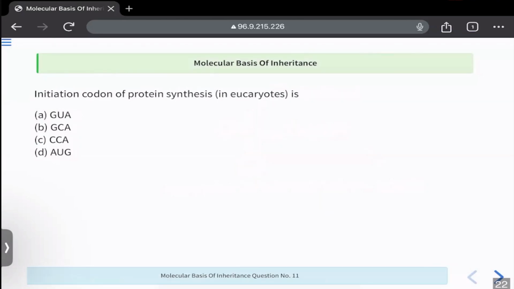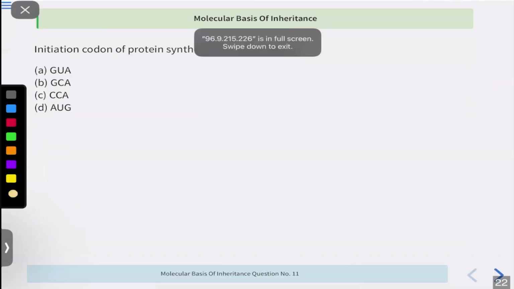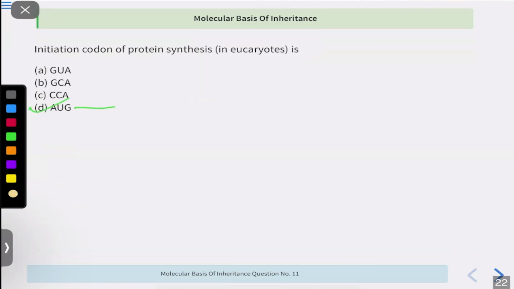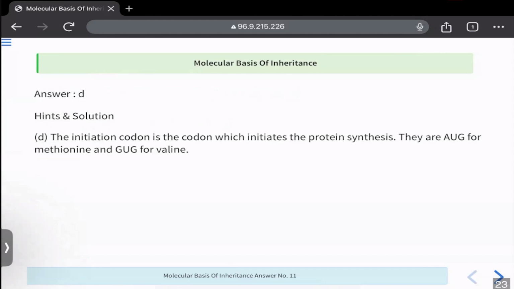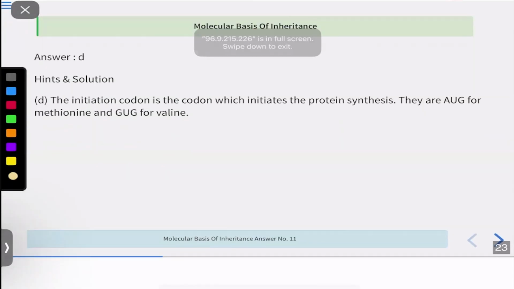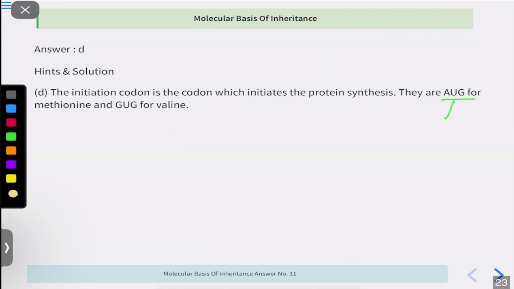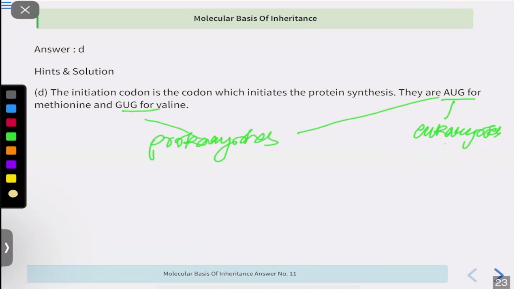We'll move on to the next question. Initiation codon of protein synthesis. This is very basic. In eukaryotes, it is always AUG, which goes for methionine. Now here, you might be confused why they have given GUG here. For eukaryotes, it's only AUG. For prokaryotes, it can be either AUG or GUG. So prokaryotes can have 2 start codons, but eukaryotes will 100% have just 1 start codon. Got it?